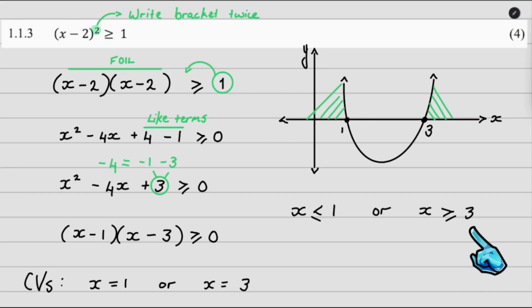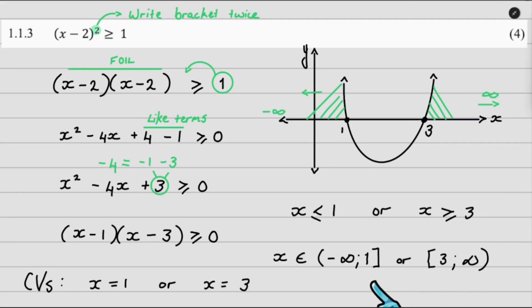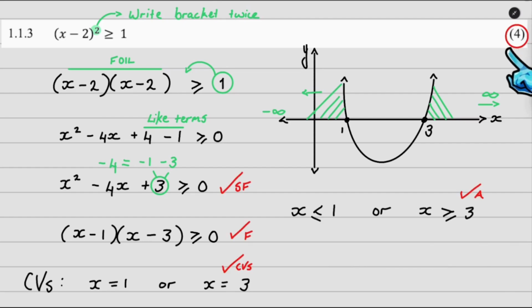So I can also write it in interval notation. I'll show you that quickly. So interval notation will be from negative infinity all the way to 1 and from 3 all the way to positive infinity. That means the exact same thing as this does. It's up to you, your personal preference of which one makes more sense to you. Let's have a look where the 4 marks are coming from. So your 4 marks will come from standard form, factorizing the correct critical values as well as the correct answer.